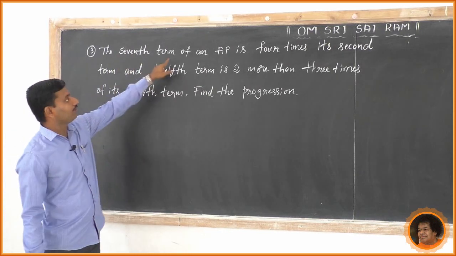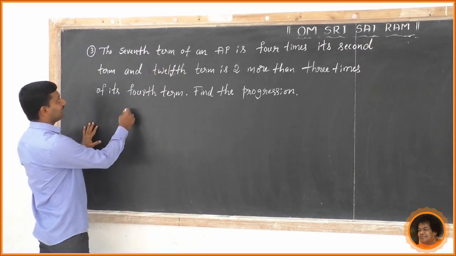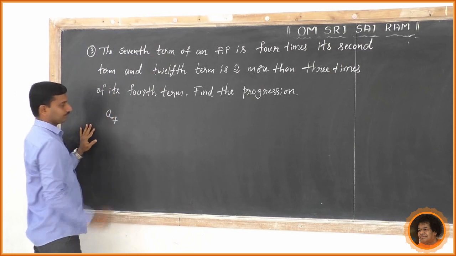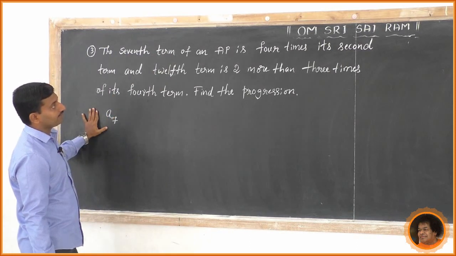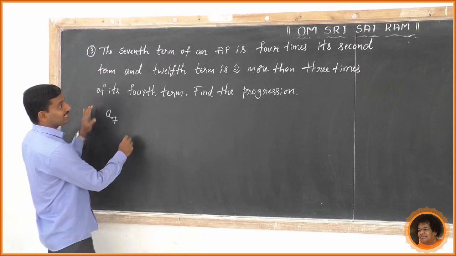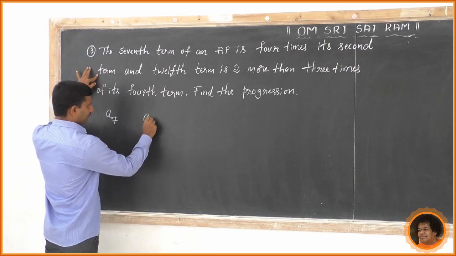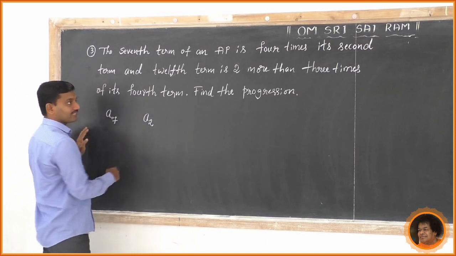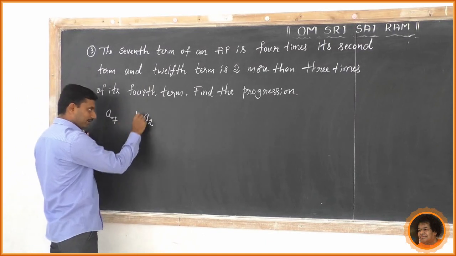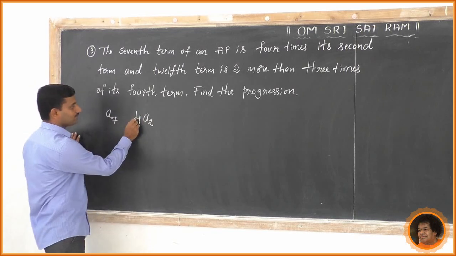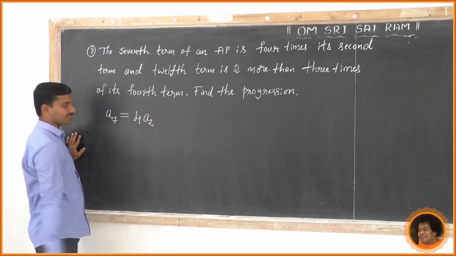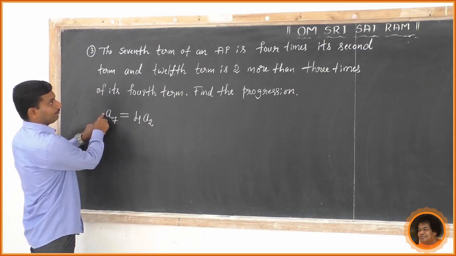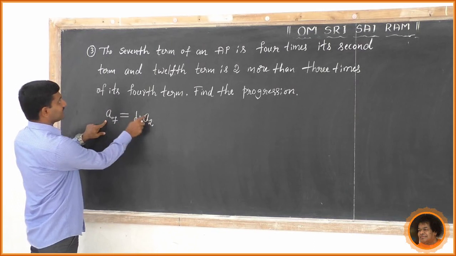The 7th term of an AP is 4 times its second term. How to write the 7th term? A7. The second term is A2. 4 times its second term means multiplied by 4. So 4 times its second term is equal to A7.